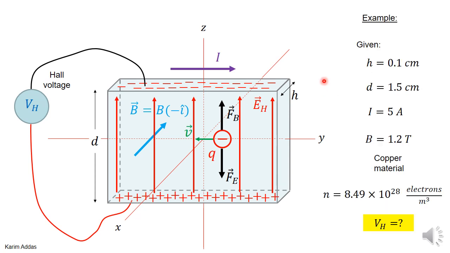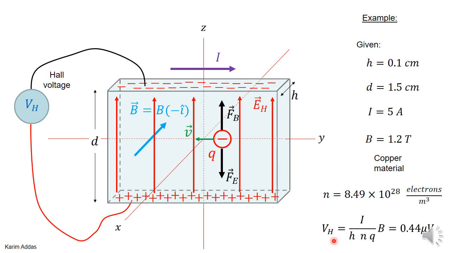This is a typical example. You have the thickness given to be 0.1 centimeters, and then the height here to be 1.5 centimeters. The current is 5 amperes. The magnetic field is 1.2 Tesla. The material is copper, which means that small n is known to be this value. Then they ask, what is the Hall voltage?